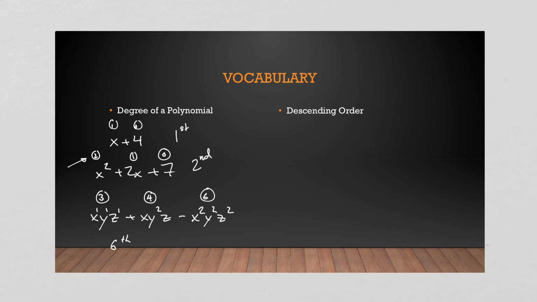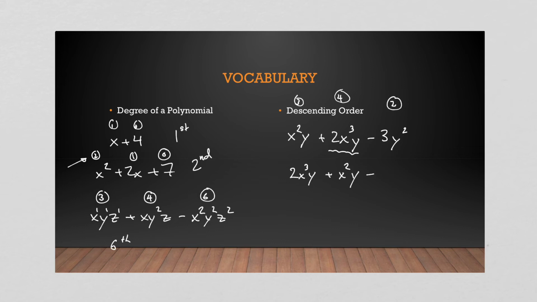So here's another one. What if you have x squared y plus 2x cubed y minus 3y to the power of 2? Well, here we have a degree 3, here we have a degree 4, and here we have a degree 2. So what's coming first? This term. So it's going to be 2x cubed y, and then plus x squared y, and then minus 3y squared. It is in descending order. All right, so top to bottom.